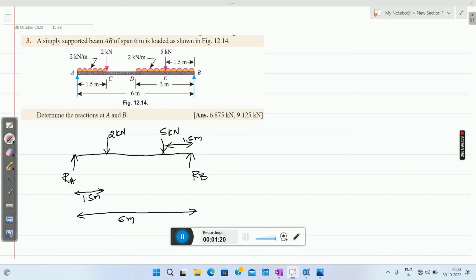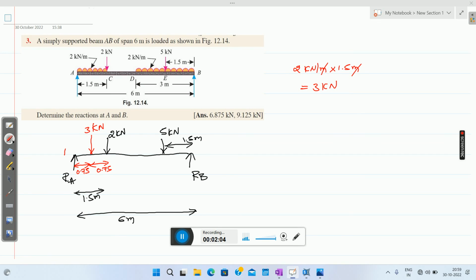So convert this UDL to point load. This will be 2 kilonewton per meter intensity of UDL and it is acting over a distance of 1.5 meters. So 2 into 1.5, it is 3 kilonewton. So 3 kilonewton, 1.5 meter. Half of that will be 0.75. From here it is 0.75.